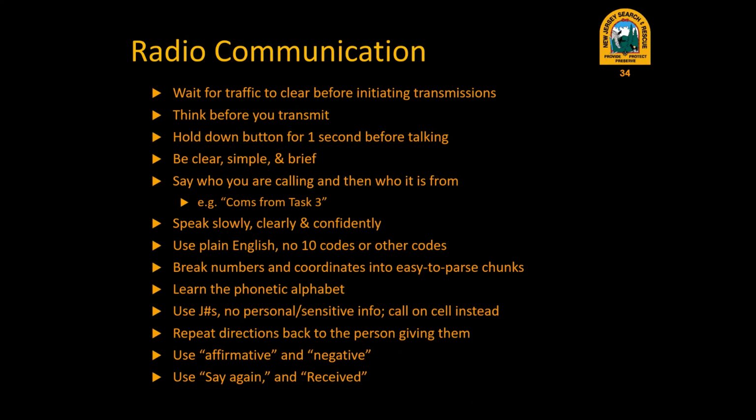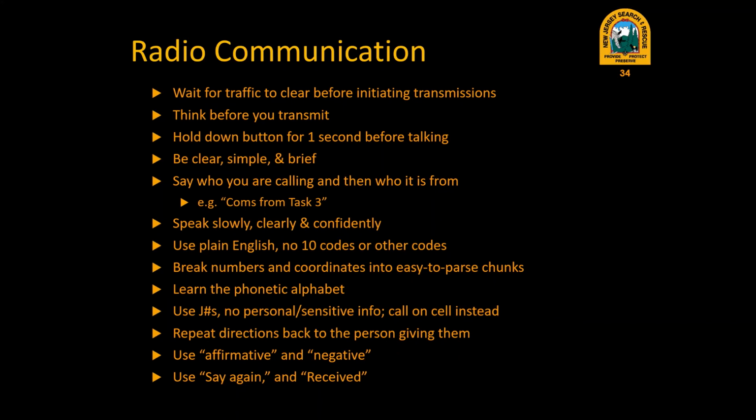We want to use our J numbers. Every member on our team has a J number so that we keep our names off of the radio. Our radio channel is a public channel. Anybody can be listening. So not only that, we want to keep all personal and sensitive information from the communication. If you need to convey something personal about a subject, then you want to call on the cell phone instead.